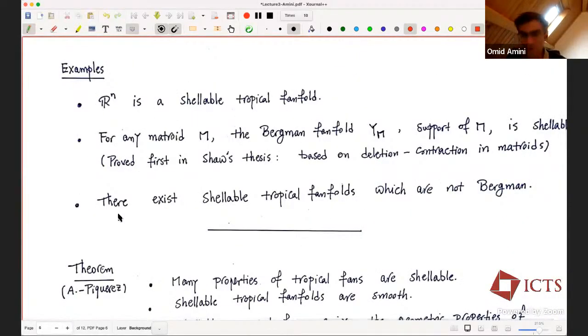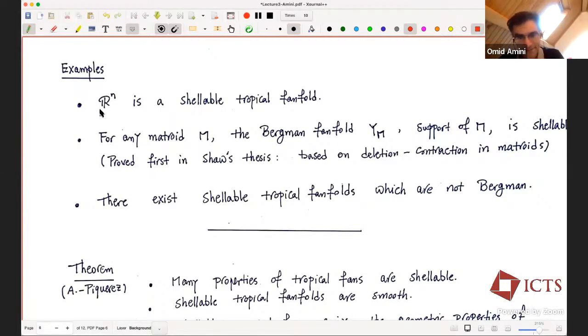Okay, so maybe I'll give you some examples, and then we go to some applications. Also, I'm a little bit out of time now, but okay. So let me just tell you what the examples are. You can see that R^n is shellable. So once you have defined shellable fans, then you can define shellable fanfolds, and these are the supports of shellable fans. So the basic examples are the following: you take just the product of R.